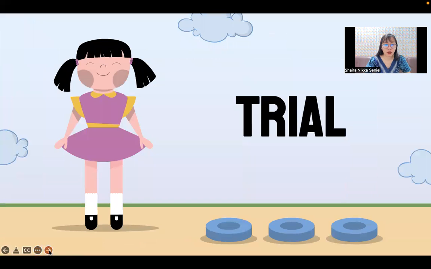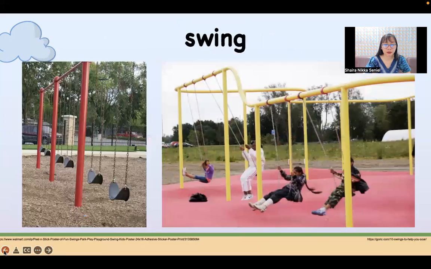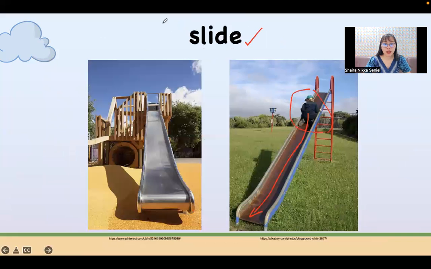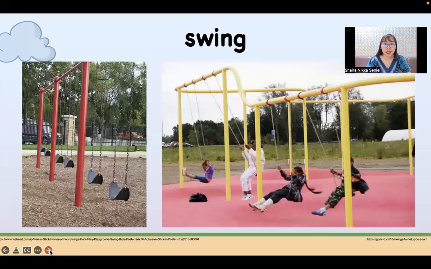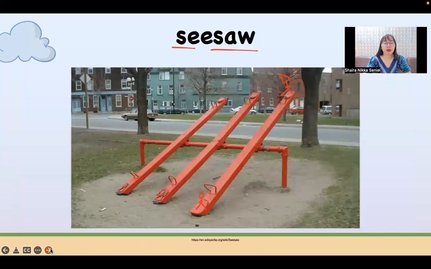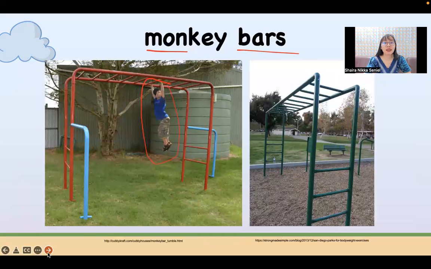All right. So that's it. Again, everybody, let's say it together. This one is slide. Again, slide. That's right. This is roundabout. One more time. Roundabout. Correct. This is a swing. One more time. Swing. Seesaw. And monkey bars. One more time.